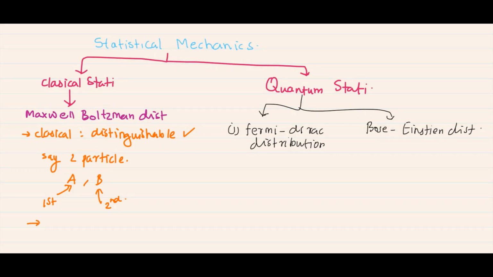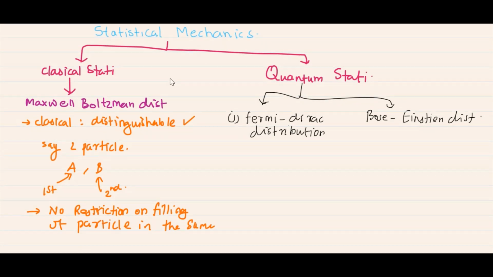The second point is that there is no restriction on filling particles in the same energy level. It means that if there is an energy level, we can fill as many particles as we want: particle 1, particle 2, particle 3. We can fill n number of particles in the same energy level. That is the most important point in classical statistics, or Boltzmann distribution.